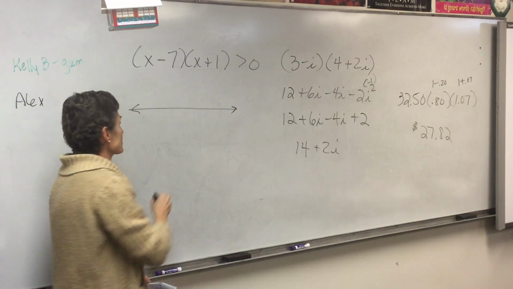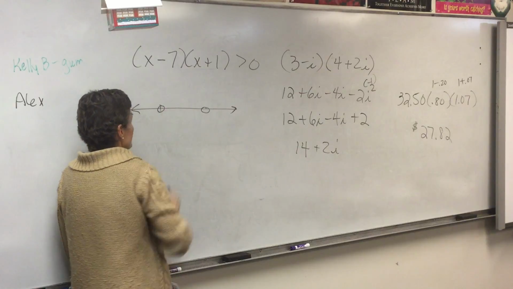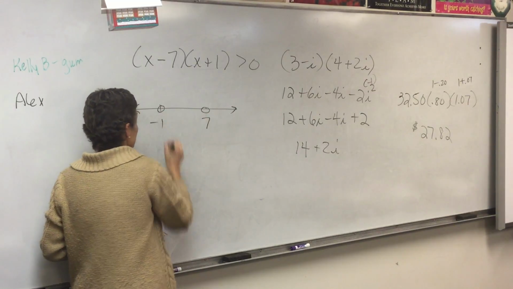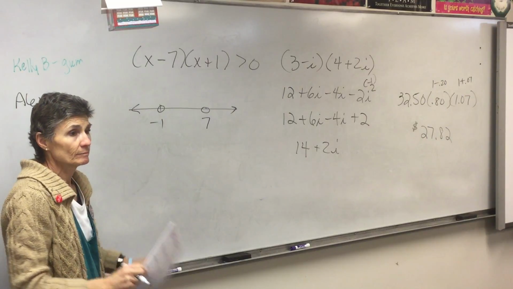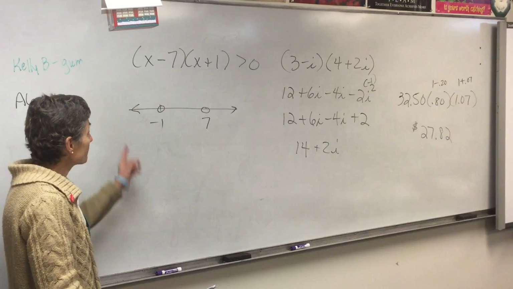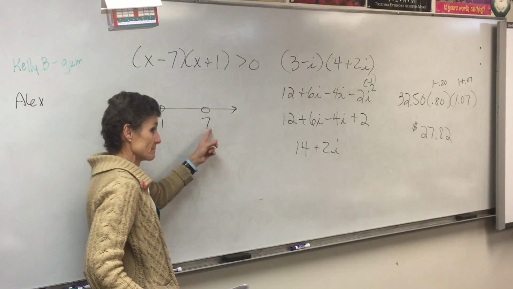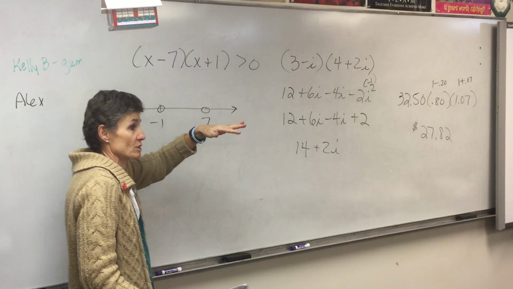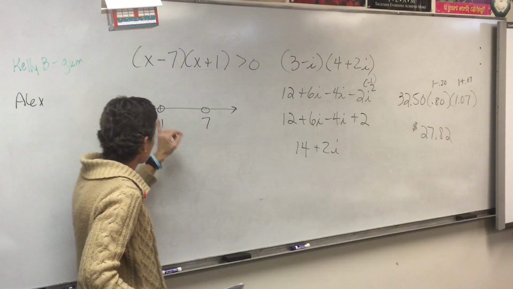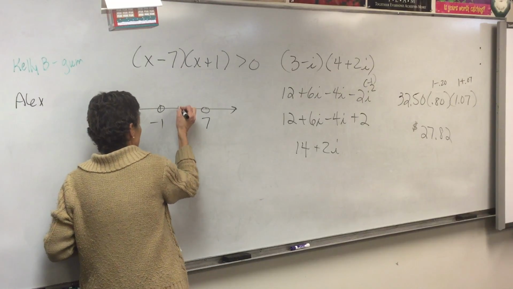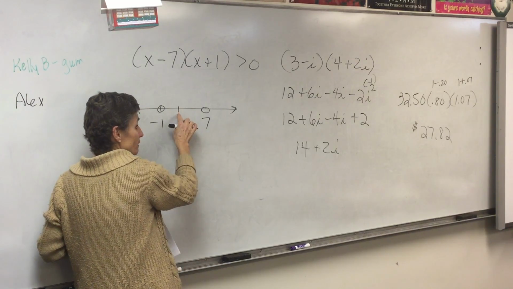This number line is going to have 2 dots on it. Where are those dots going to be? At 7 and -1. And then I'm going to pick a number, any number except 7 and -1. And I'm going to put it in and see if it works for me. So what's a number besides -1 and 7? 1. The number 1 is a fine number. It's in here.